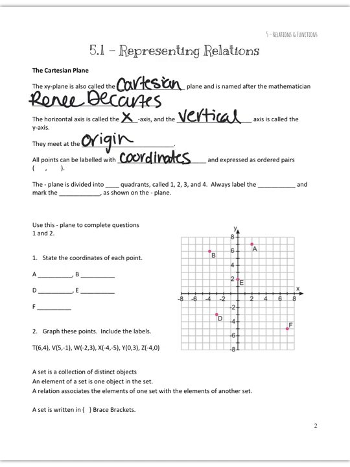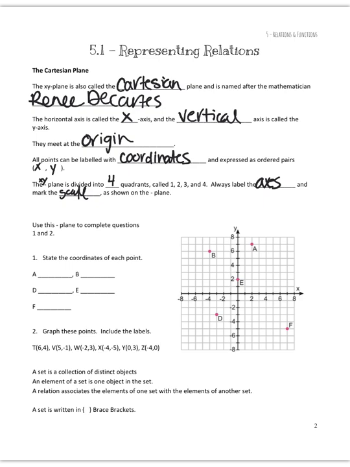and expressed as ordered pairs where it's always x and y. We write them in brackets with a comma separating them. The XY plane is divided into 4 quadrants called 1, 2, 3, and 4. Always label the axes and mark the scale.